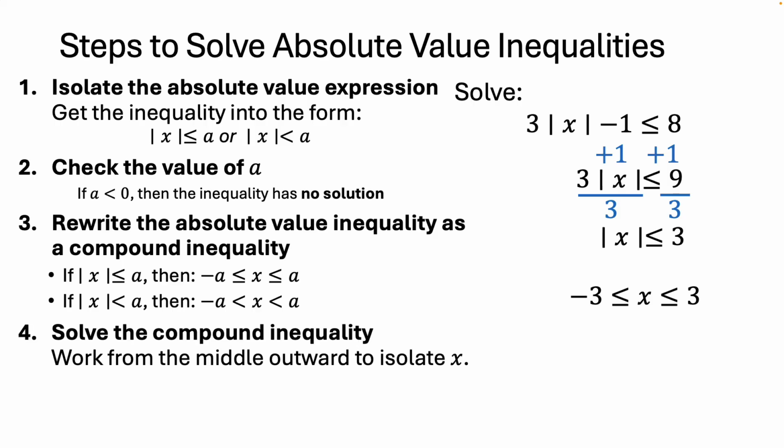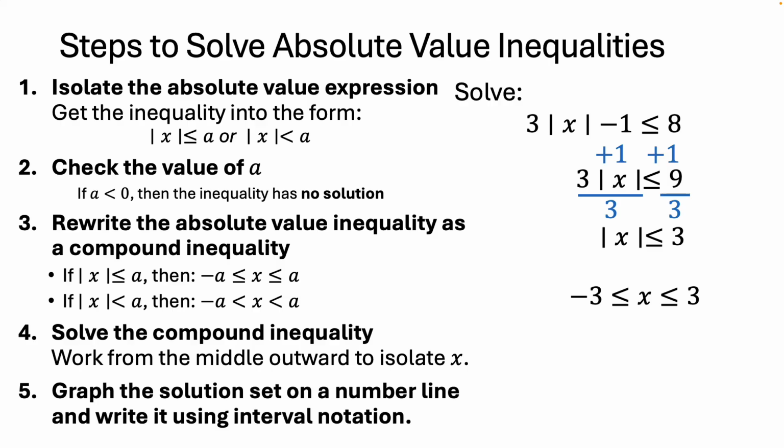The fourth step would be to solve the compound inequality. You would work from the middle outward to isolate x. In our inequality, x is already isolated in the middle. So this fourth step does not apply to this problem or the rest of the problems in this video. Step 5 is to graph the solution set on a number line and write it using interval notation.